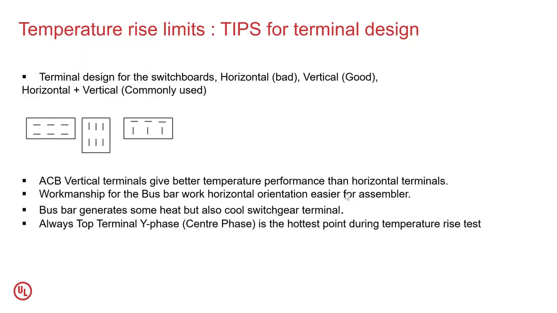For terminal design of a switchboard, normally people go with horizontal, vertical, or horizontal plus vertical, which is commonly used. Horizontal is always bad because it pumps up more heat generated inside the compartment. Vertical is always good because heat flows easily, meaning airflow is very, very easy, so it can take up the heat very easily. But the commonly used combination is horizontal plus vertical. ACB vertical terminals give better temperature rise than horizontal terminals. These are just tips I'm going to give.